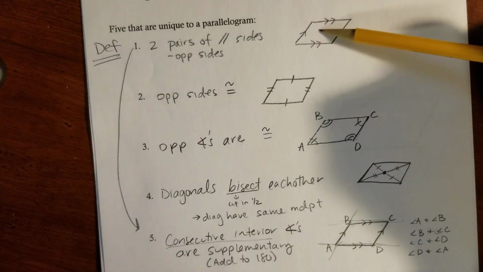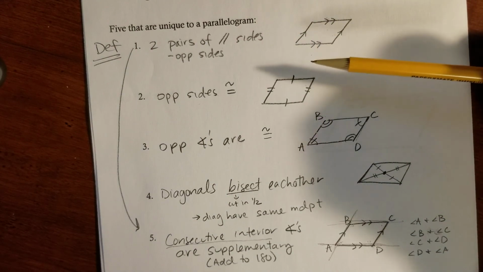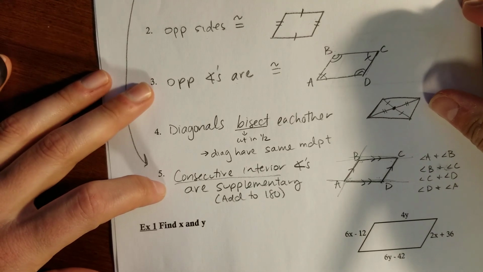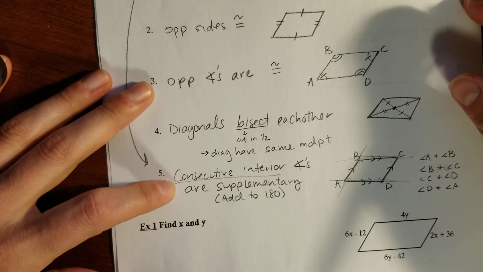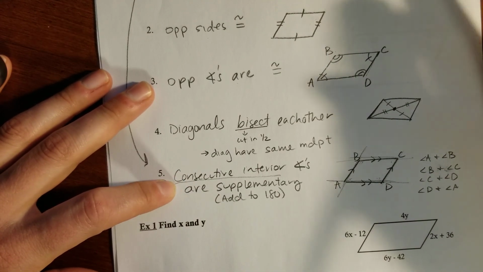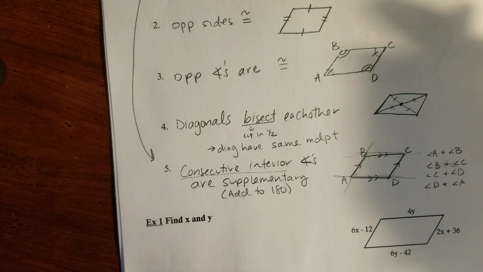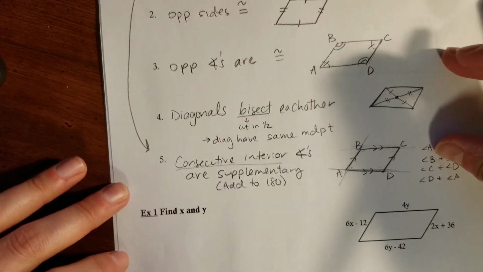So we have a lot going on with parallelograms. We have two properties about sides, they're parallel and congruent. We have two properties about angles. Opposite angles are congruent. Consecutive interior angles are supplementary. Not congruent, but supplementary. And then the diagonals bisect each other. All right, so we're going to put all of this into practice now and see what we can do with this information.